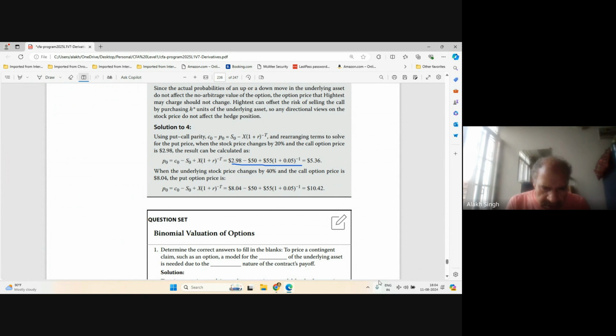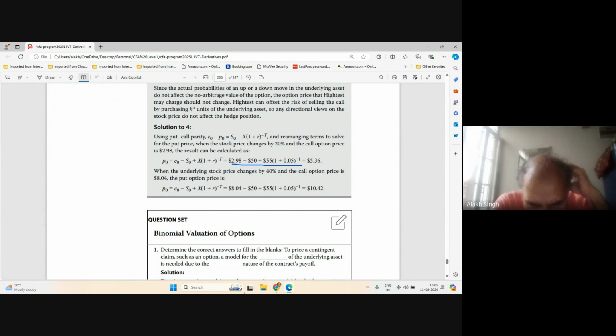To price a contingent claim such as an option, a model for the dash of the underlying asset is needed due to the dash nature of the contracts. This one is easy, no? The second part is definitely easy, due to contingent nature. Yes, sir. So this one is easy.